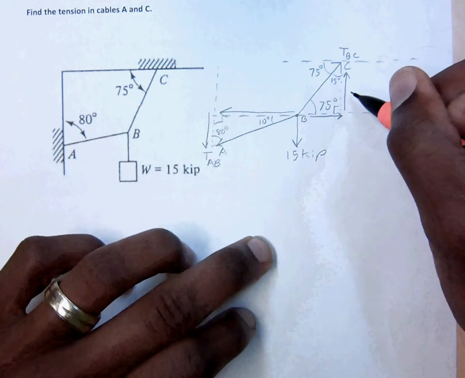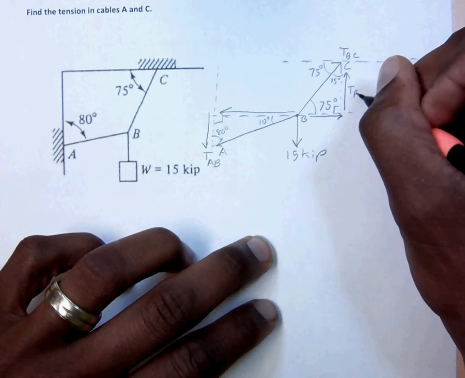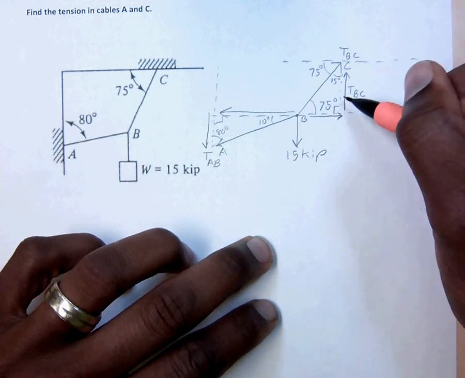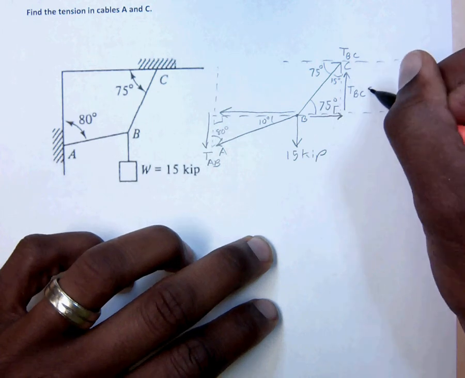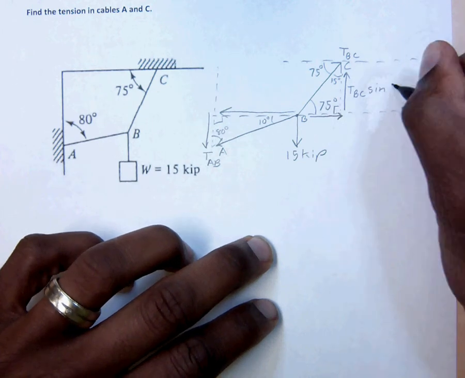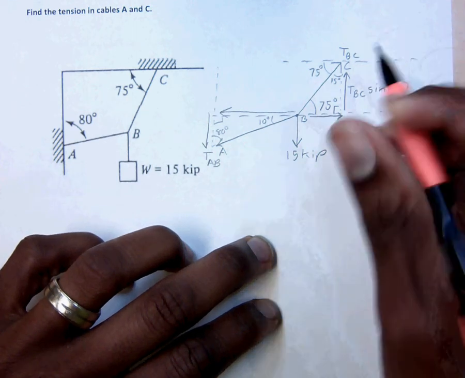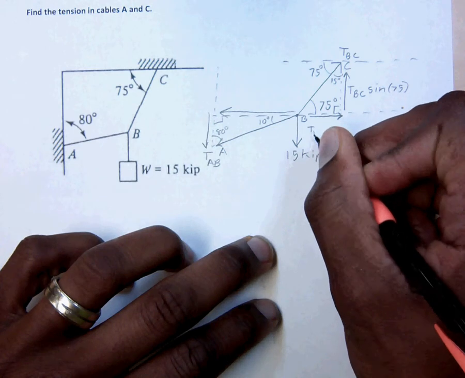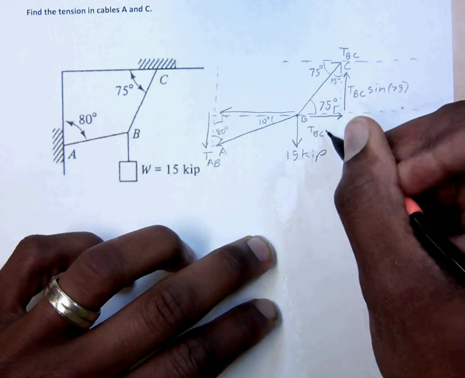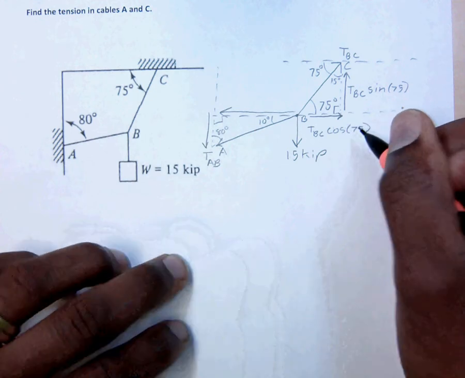So this y component is just going to be the magnitude, which is TBC, and we're going to multiply by the sine because we are opposite of our reference angle. So the magnitude times the sine of 75 degrees is going to be the y component of TBC. The x component of TBC down here is going to be the magnitude, which is the tension in BC, times the cosine of our reference angle, which is 75 degrees.